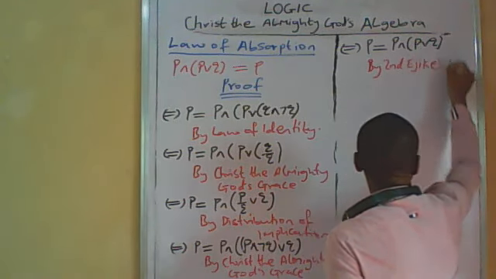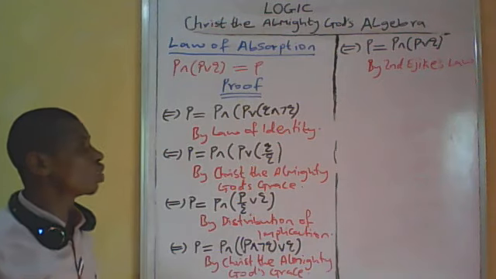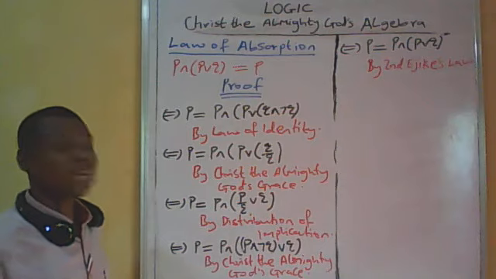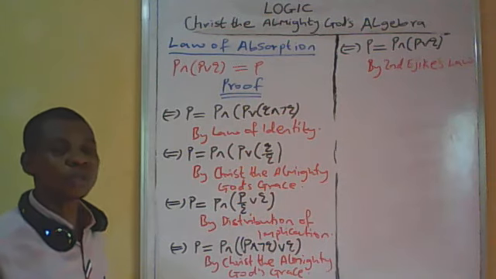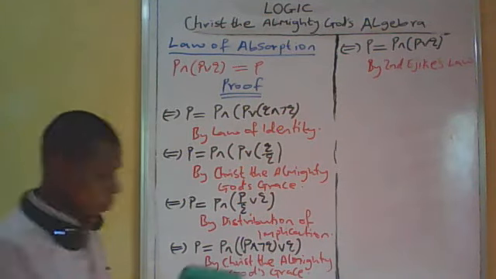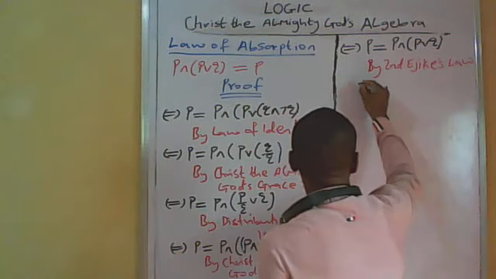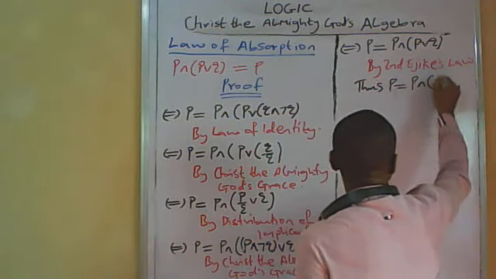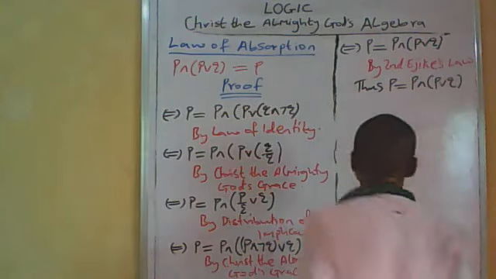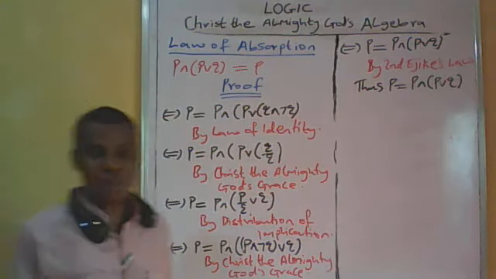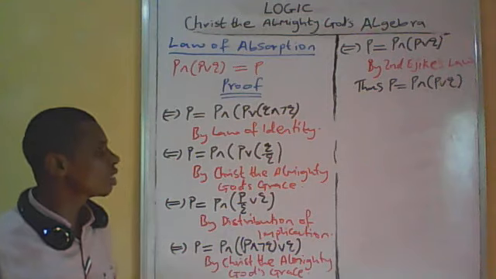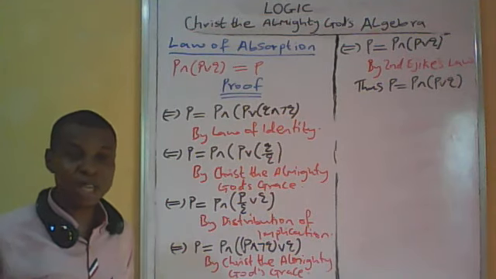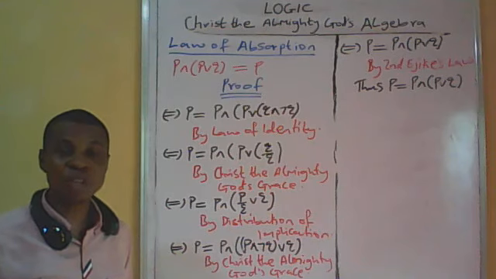We see that I have now proved our hypothesis, that is, P is equal to P and bracket P or Q, which is our converse. That P is equal to P and bracket P or Q. We then conclude. We say thus P is equal to P and bracket P or Q. Now, having proved the converse, we then establish by the principle of extensionality that P and bracket P or Q is equal to P.